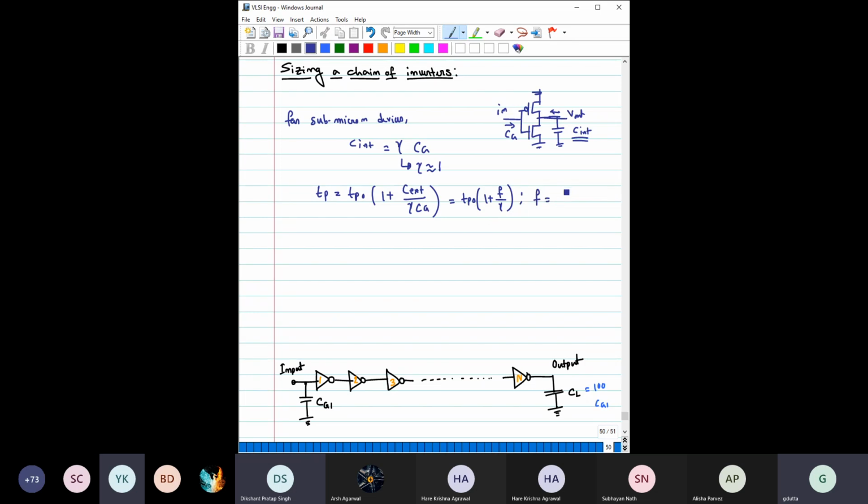And this F, as I told, is basically the C external by Cg, and this is called the effective fan out, right? Effective fan out. So it is the ratio of the external capacitance that it has to drive by its Cg. So the external capacitance is this one that it has to drive.